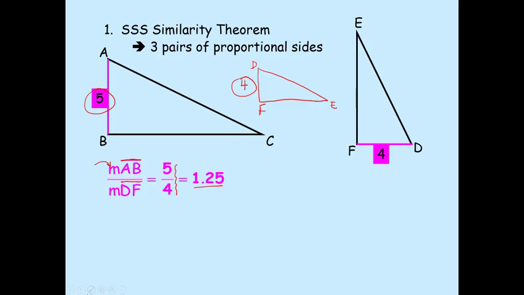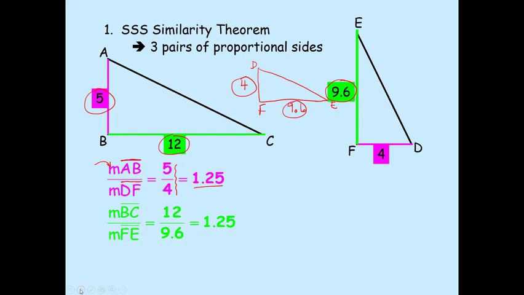All right, let's see if the other sides have the same ratio, 12 and 9.6. So just know on this triangle right here, this is 9.6. So you're comparing 12 to 9.6. All right, so let's see if they're proportional. So we have the measurement of BC and the measurement of FE. So we've got 12 divided by 9.6. Look at that. We get 1.25, guys. That's great. Okay, we got one more, so we've got two sides that are proportional.